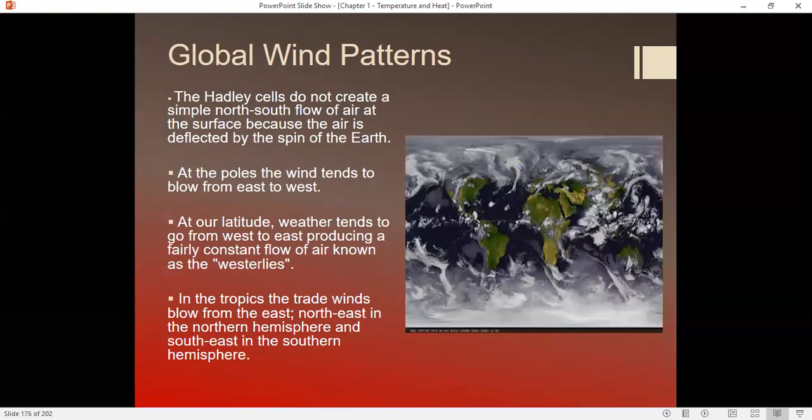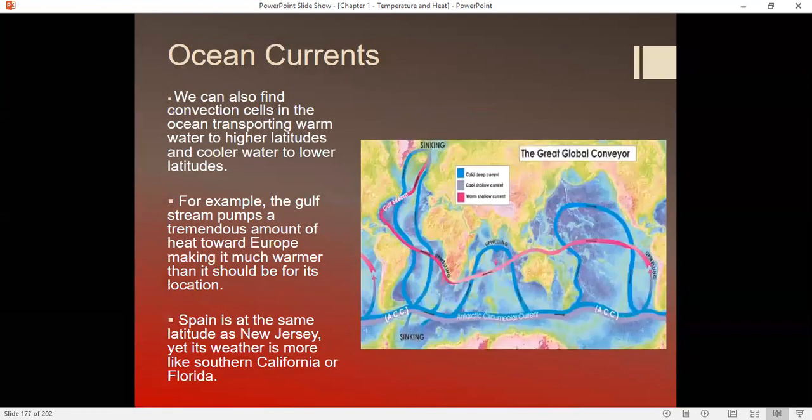And convection, we can see that here. Here's the tropical cell, okay? Here's the mid-latitude cell, and then there's a polar cell up here. Convection also drives the ocean currents.